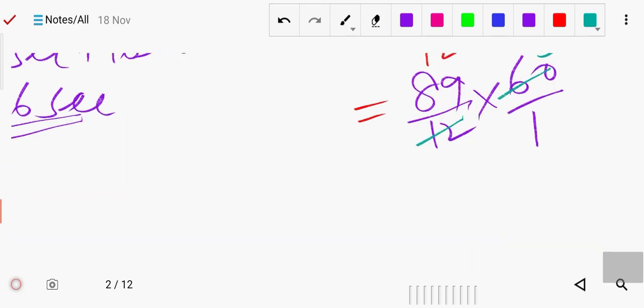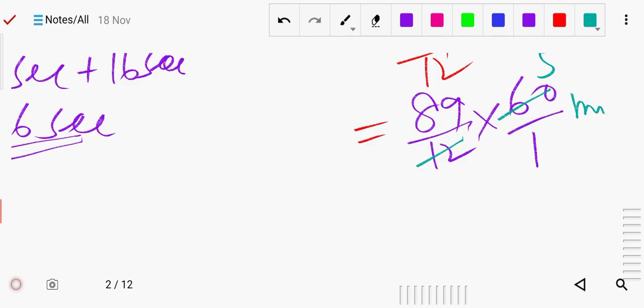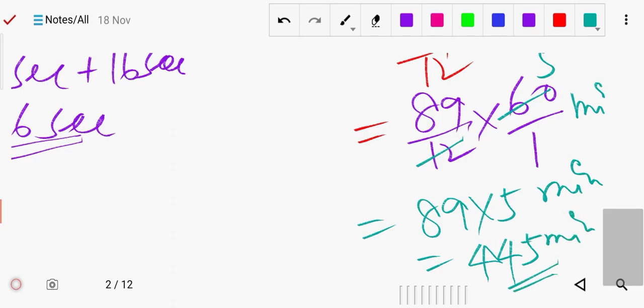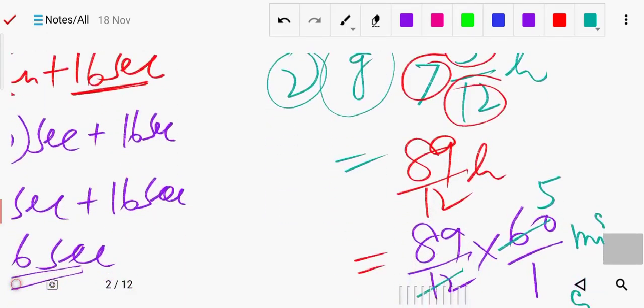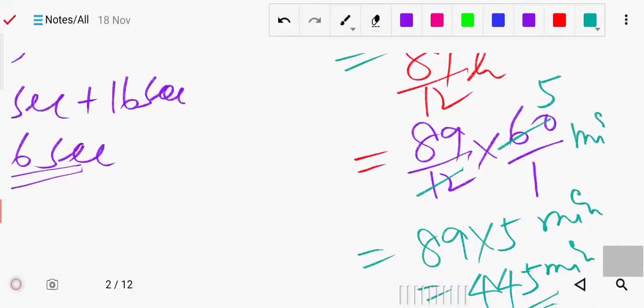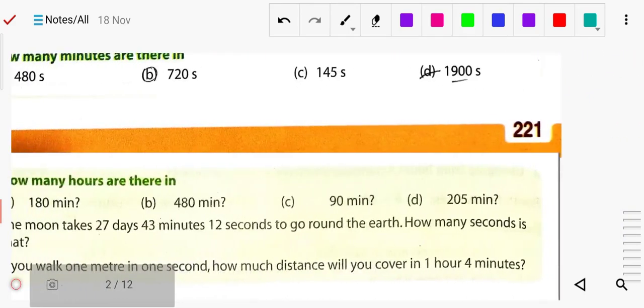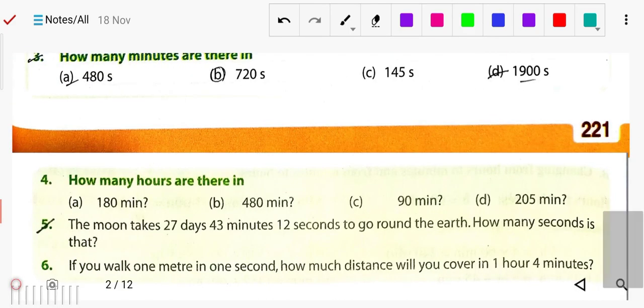Now this is your minute. So now you can multiply 89 into 5 and this will be your minute. When you multiply this, you will get 445 minute. Likewise, if it is given in a mixed fraction, you make it improper, then you multiply by 60 as required according to the unit you have to convert to.